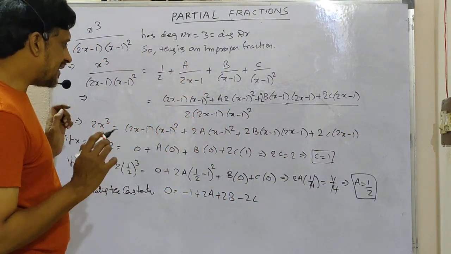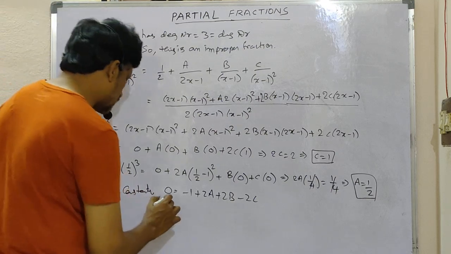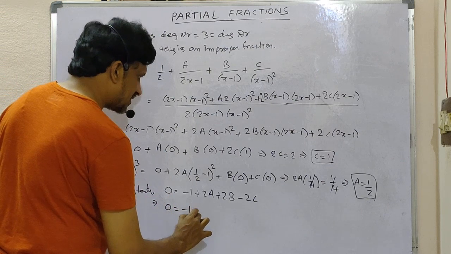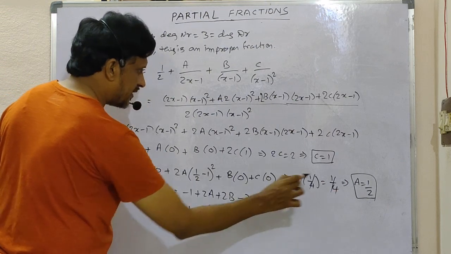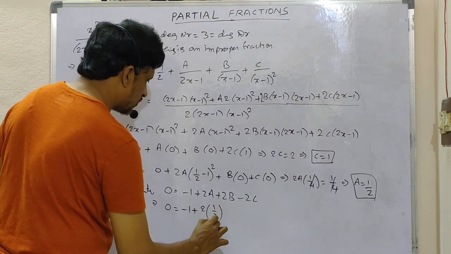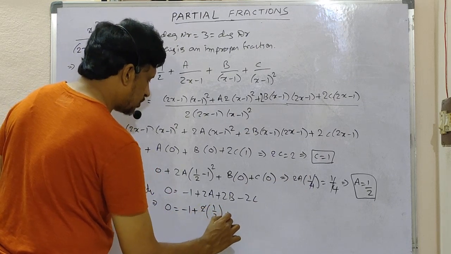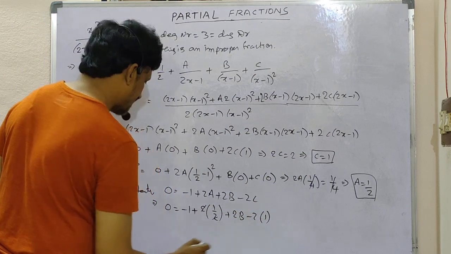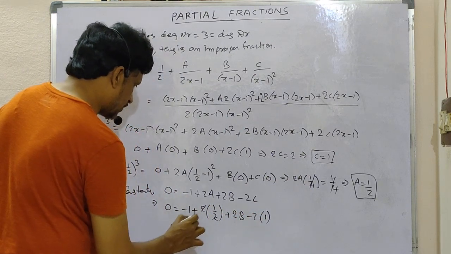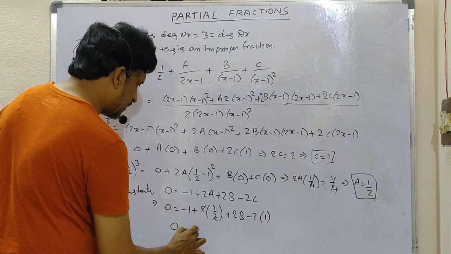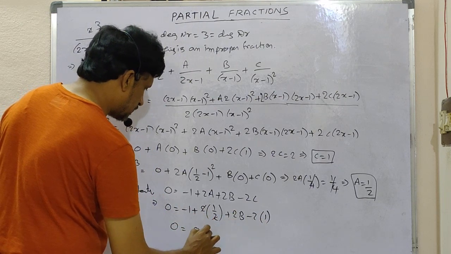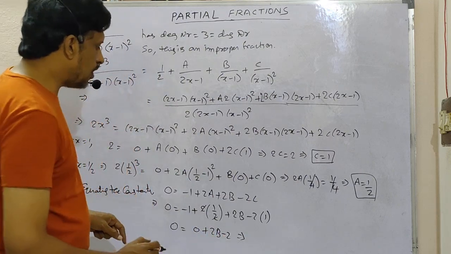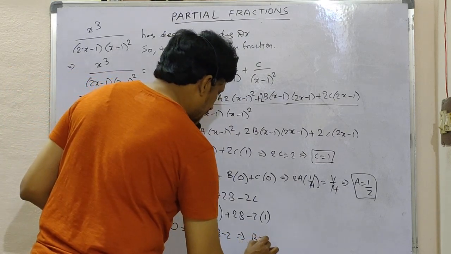Now write the known values. That means 0 is equal to minus 1 plus 2 into the value of a, which is 1 by 2. So these two get cancelled. Plus 2 into b minus 2 into c, which is 1. Now here 0 is equal to 1 minus 1 will be 0 here, 2b minus 2 gives 2b is equal to 2, b is equal to 1.